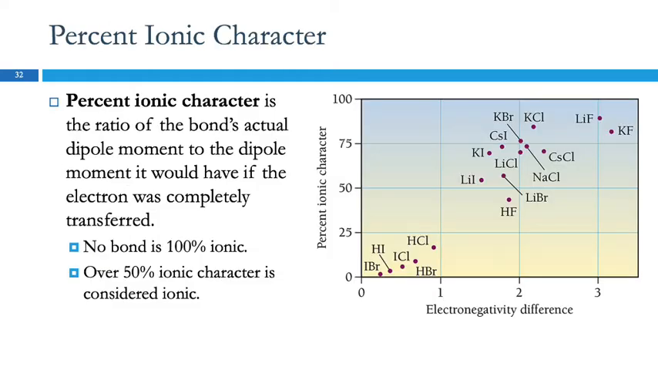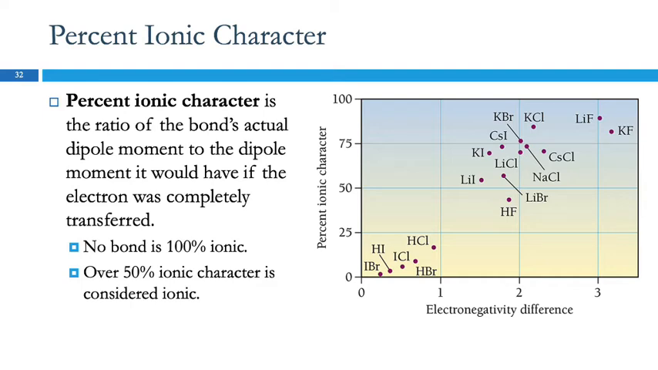We could also look at percent ionic character, the ratio of the actual dipole moment to the dipole moment it would have if it transferred the electron. So as it turns out, no bond is 100% ionic. When we have an ionic compound, it's not actually a complete transfer. Well, this is kind of messy. I give you permission to think of it as a complete transfer. We can still think of it that way as long as we know that it doesn't really do that.